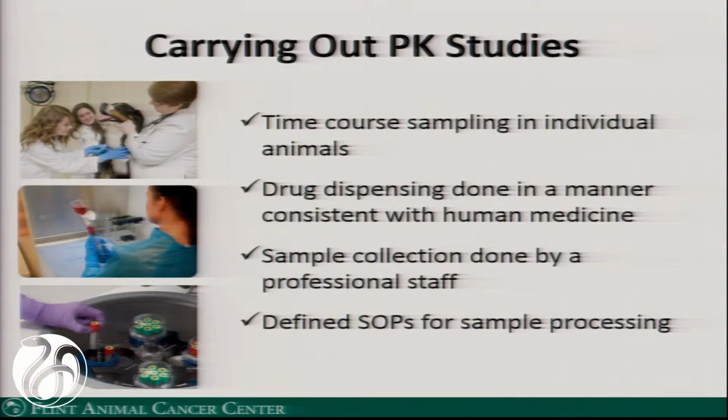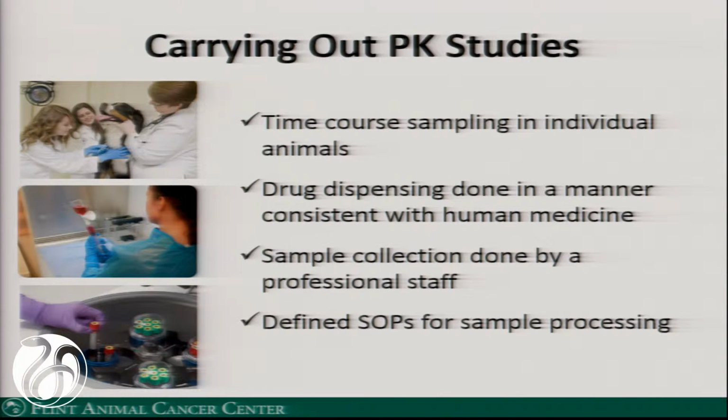This is, I think, underappreciated, but drug dispensing is done in a manner consistent with human medicine. You have a pharmacy, the pharmacists make up the drug, it's done per meter squared, so the variability associated with conversion from weight to body surface area, that slop in that equation is carried over in your study. So it's not like you're making up drug in a syringe and dosing into a mouse. You actually have this drug dosing done in a hospital setting. Sample collection is done by a professional staff.